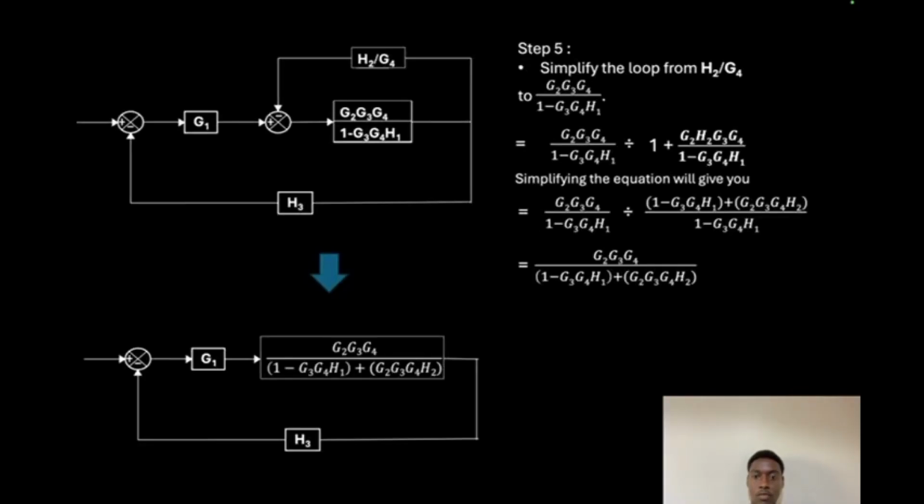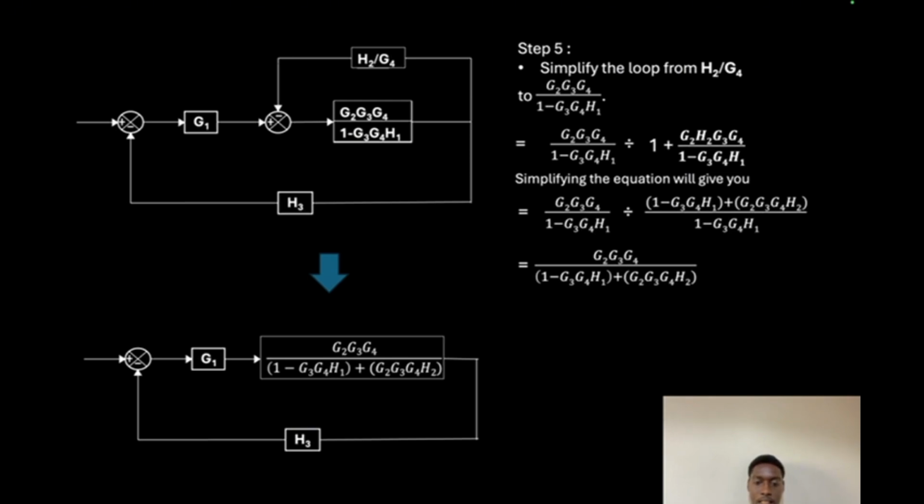So in this step, we focus on simplifying the feedback loop that includes H2 and G4. First, notice that the blocks G2, G3, G4 already form a subsystem with an internal feedback loop through H1. That inner loop has already been simplified and represented as a single block, so we don't need to worry about its internal details anymore. Now, the output of this block is fed back again through H2 over G4 to the summing junction. This creates a second feedback loop acting on the same forward path.